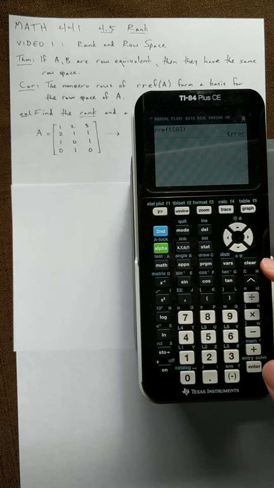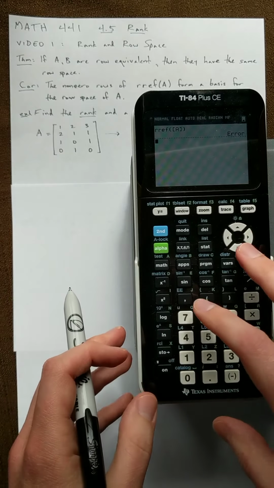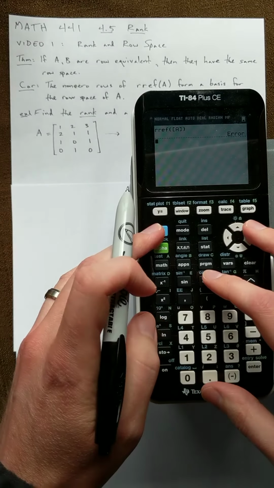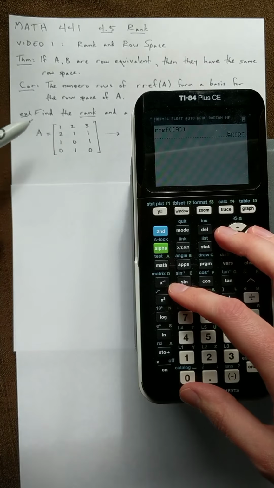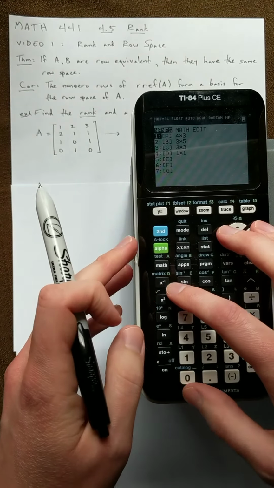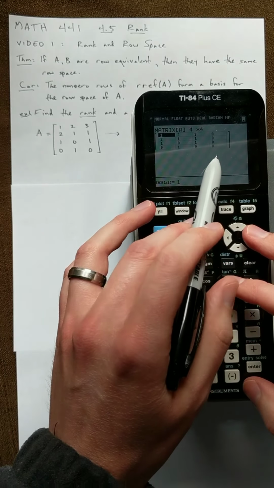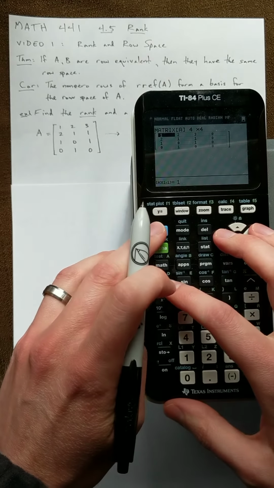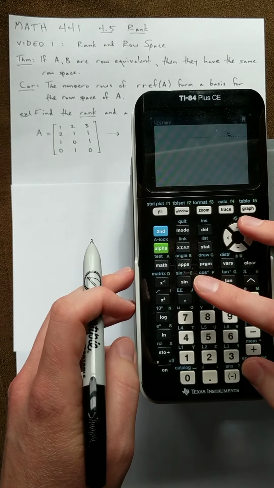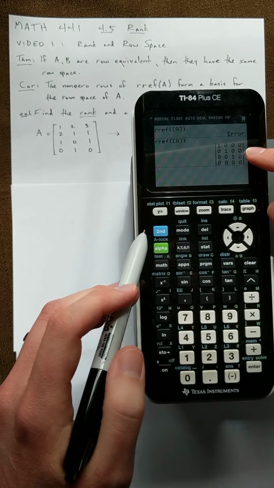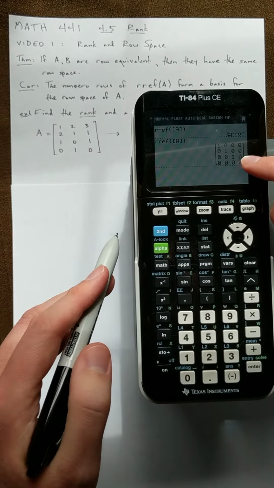The reason for that is just an error with TI's calculators. You should be able to row reduce this matrix, but the calculator doesn't like matrices that are taller than they are wide. So to fix that, we're just going to put in an extra column of zeros. Instead of being a 4x3 matrix, we'll make it a 4x4, just a phantom column of zeros. Then we do the same thing, row reduce A, and it should give us this matrix. Again, we have a phantom column of zeros that we can just ignore.